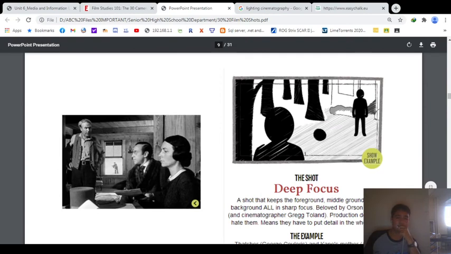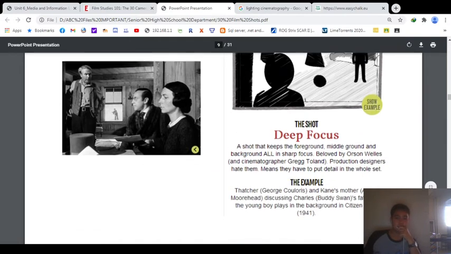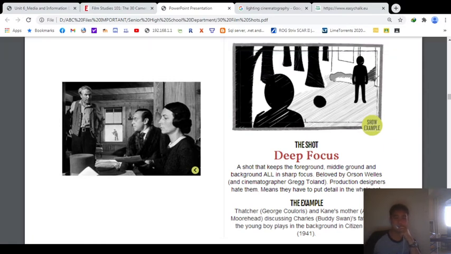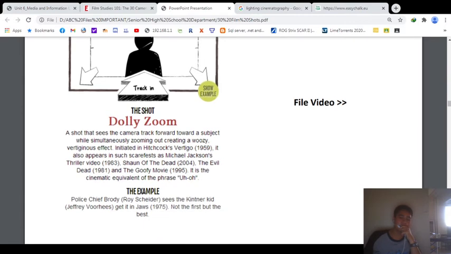You will be focusing on a certain object or a certain subject. Okay, so that is a use now. A shot that keeps the foreground, middle ground, and the background all in sharp focus. So what do you mean by sharp focus, class? Sharp focus, right? The entire background is blurry, but only the subject is the focus. The deep focus.